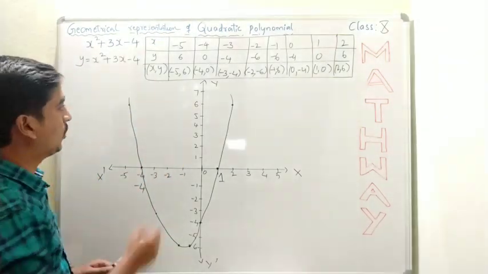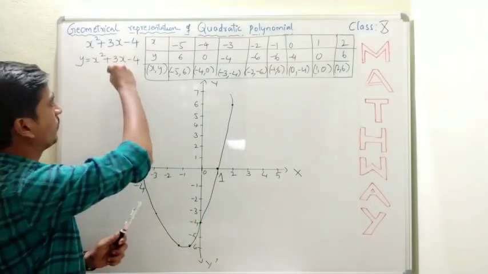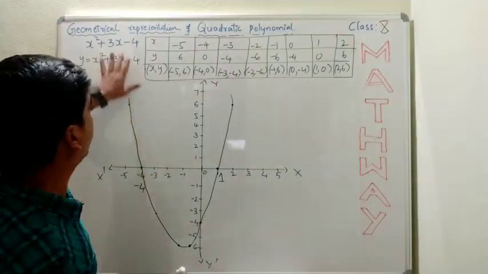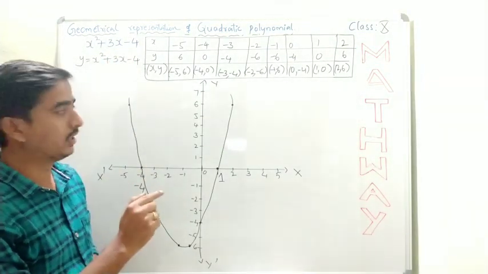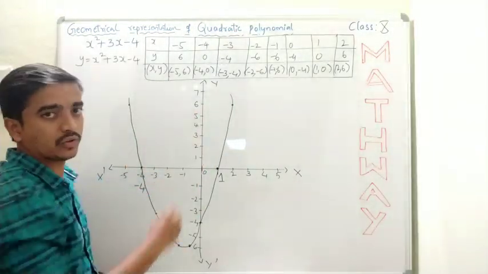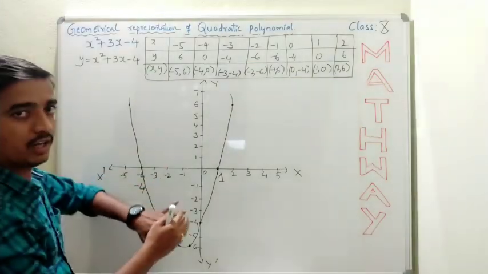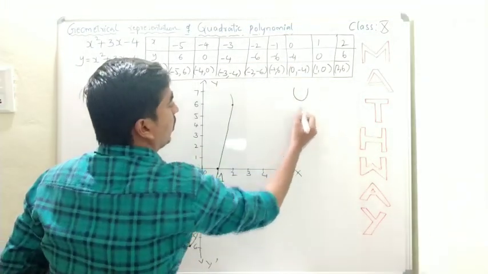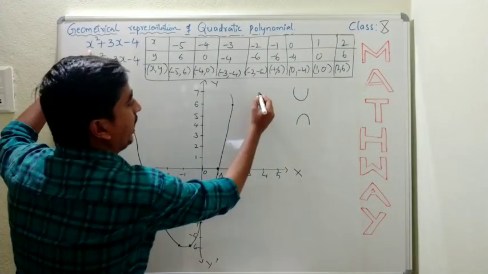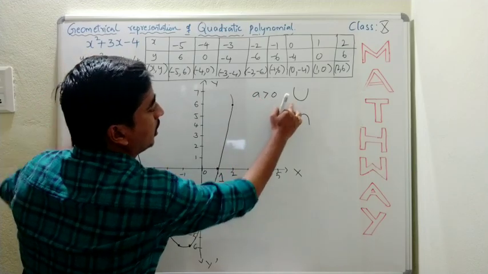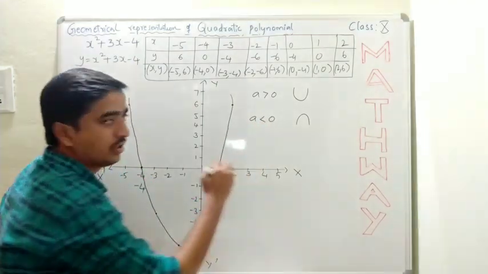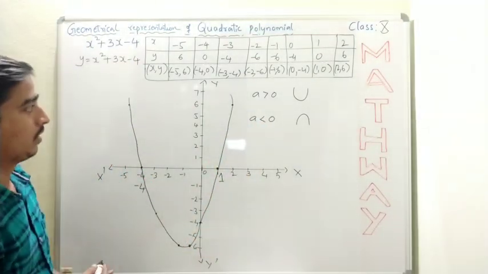And one more thing. The graph of a linear polynomial is a straight line, and the graph of a quadratic polynomial is a U-shaped curve. That shape is also called a parabola. This parabola can open in the up direction or in the down direction. If the coefficient of the x square term, a, is greater than 0, we get an upward U. If a is less than 0, we get a downward U.